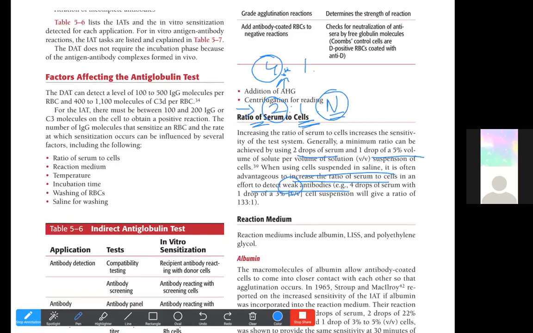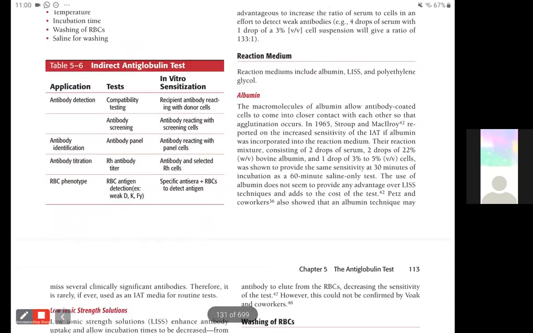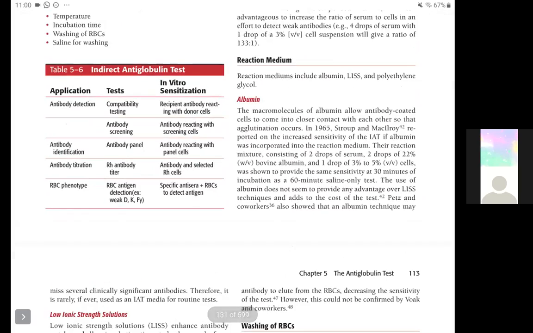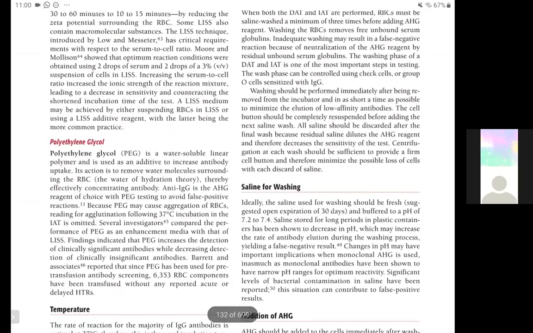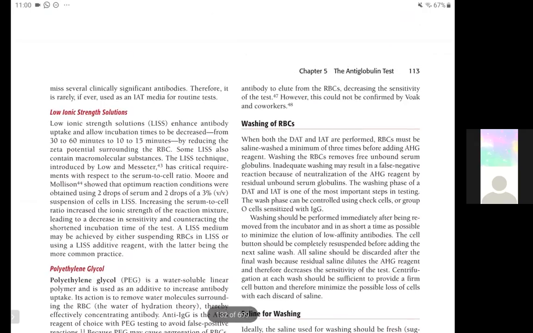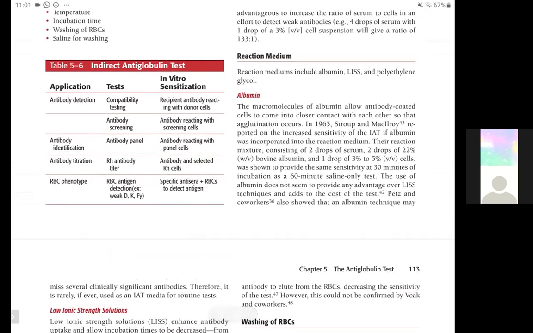The factors that can influence the sensitization of cells would be the ratio of serum to cells, or even the reaction medium. The reaction medium could be albumin, LISS, or polyethylene glycol, which is the PEG reagent. We'll go through how these affect the reactions. Both albumin, LISS and PEG, these three reagents, are used in different tests. The macromolecules of albumin allow the antibody-coated cells to come into closer contact with each other.